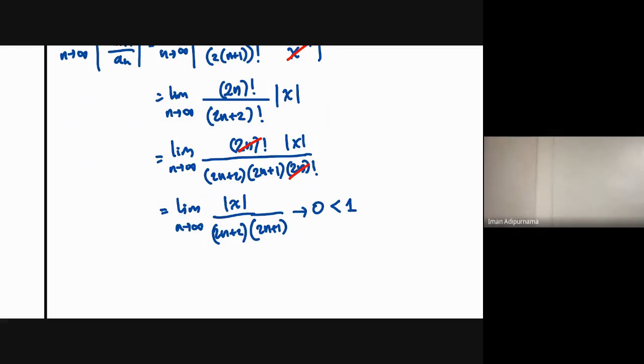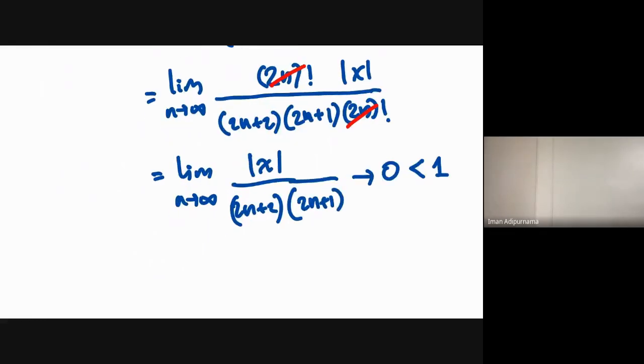So now it's different from the previous one. Now, if we plug in the n, if we solve the n, it will be 0. So for all x, it will be 0, right? So it's converged for all x.